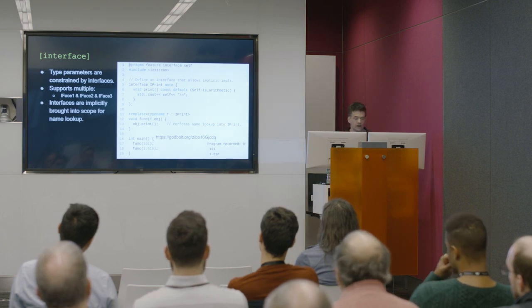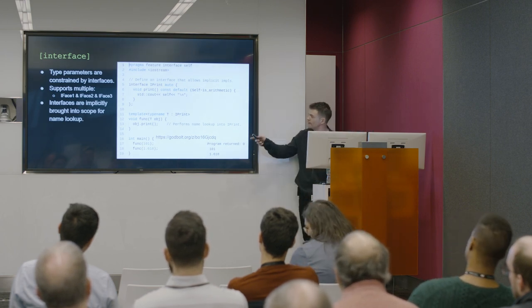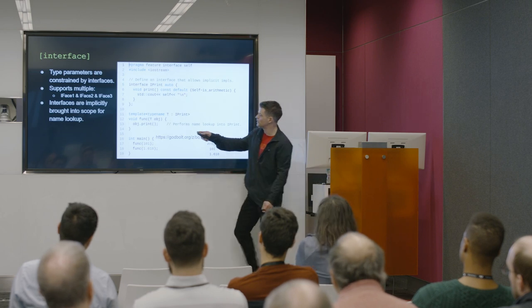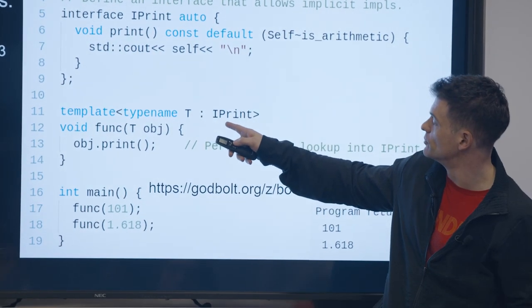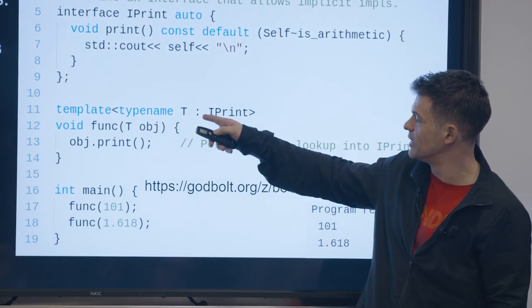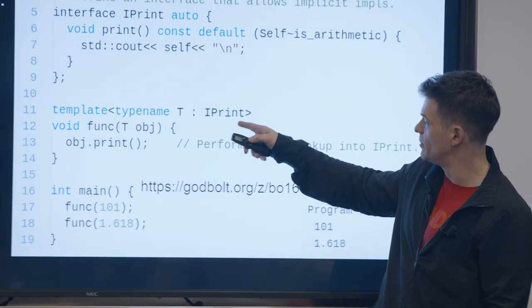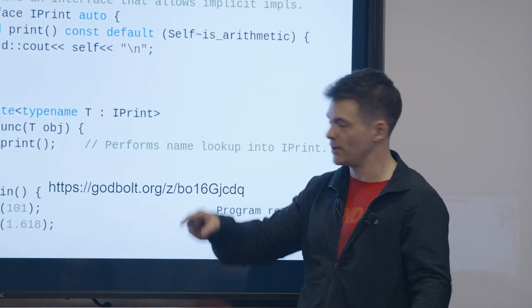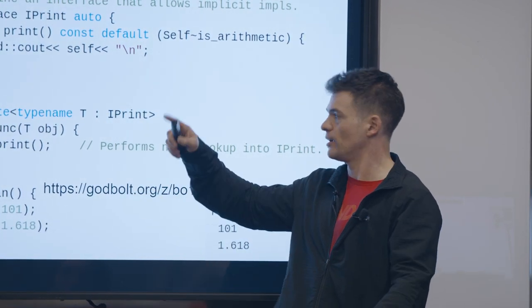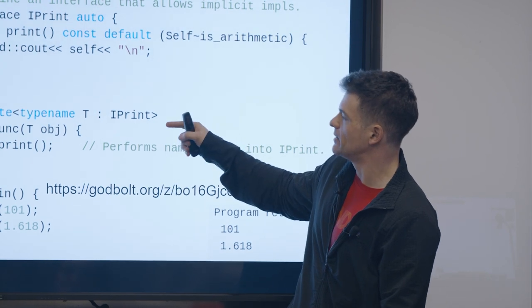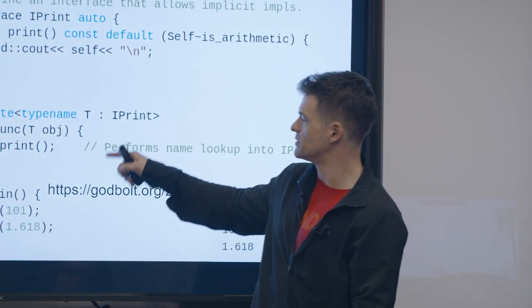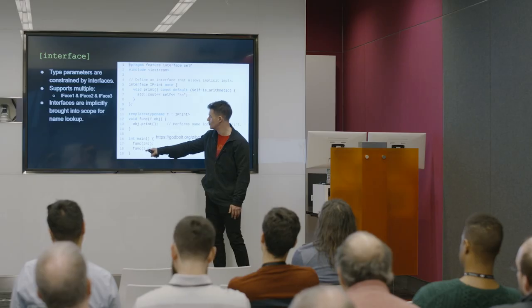Interfaces are also constraints on type parameters. So let's consider a function template that takes a type T. I can constrain it to one or more interfaces. So I say colon, an interface name, and I can have ampersands: I can say iPrint and iCopy and iClone or whatever, string them up. And now this is both a constraint, and it also injects these interfaces into scope. So you pass it 101 or 1.618.